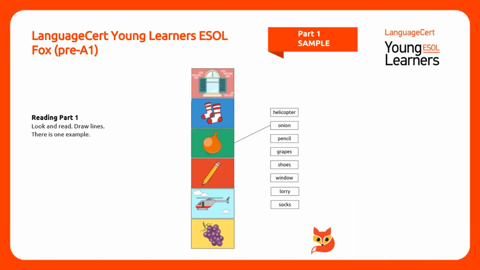Part 1 requires candidates to show their knowledge of vocabulary by looking at 5 visuals and drawing a line to match the given words to the corresponding pictures. There are 2 extra distractors, so learners are provided with 7 words and only 5 visuals. There's always an example to guide candidates.